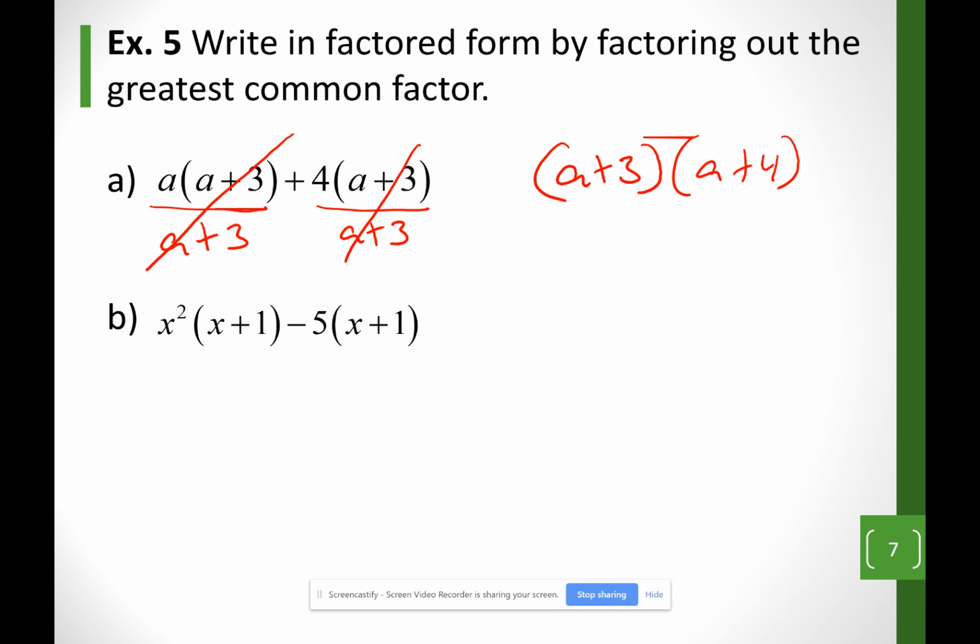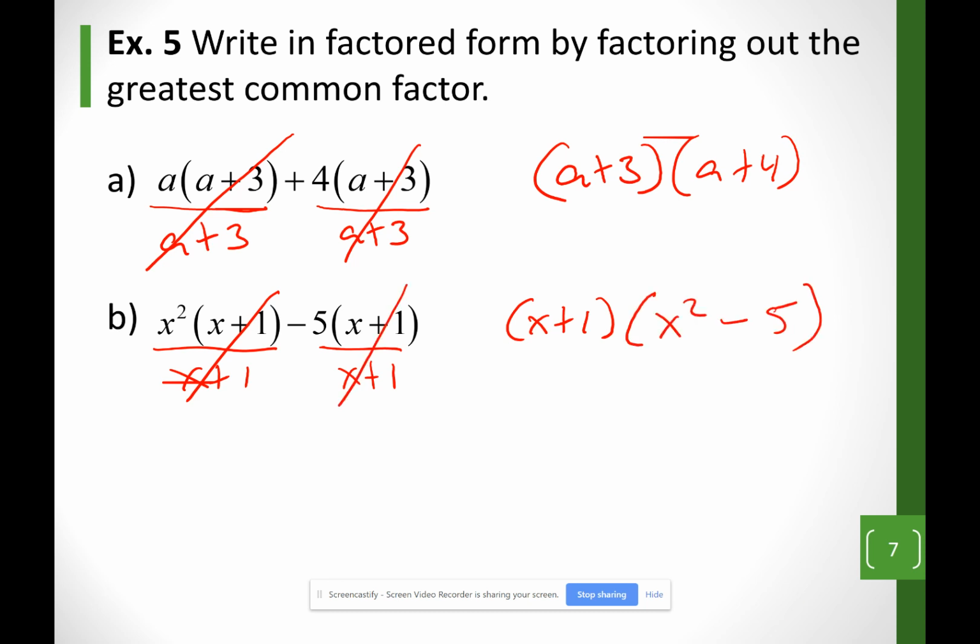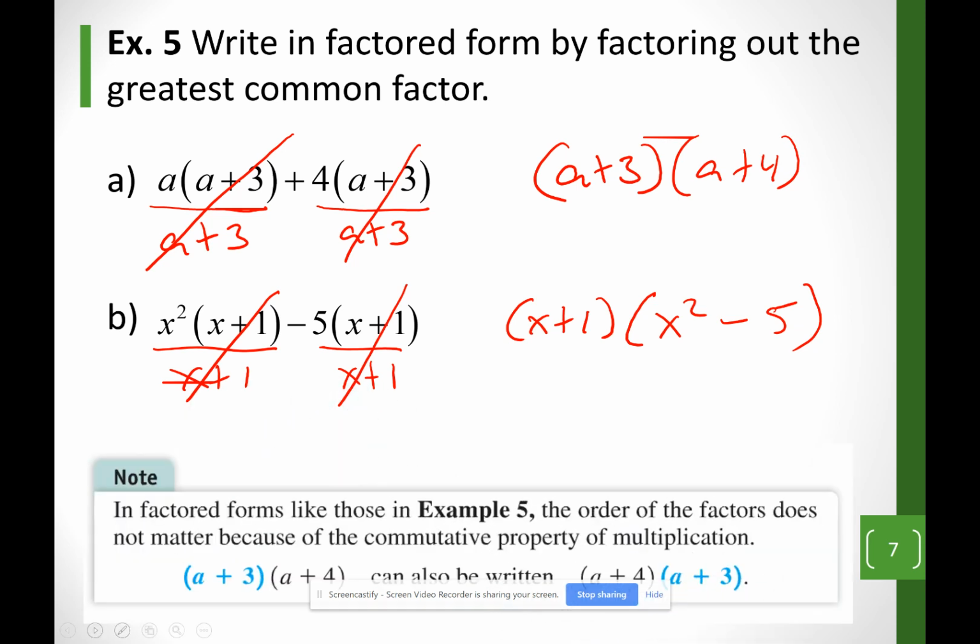Same thing I'm going to do for my example B. I'm going to factor an x plus 1. If I divide both of these by x plus 1, this cancels out. So I have x squared minus 5. This is something we're going to get to a little more in depth later.